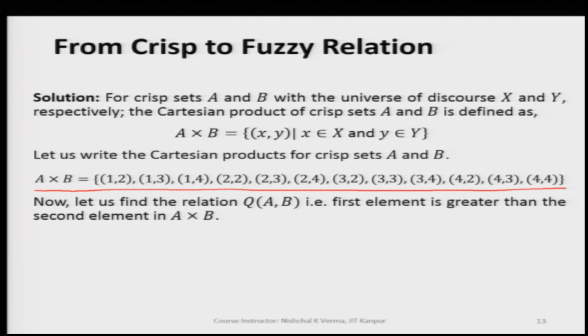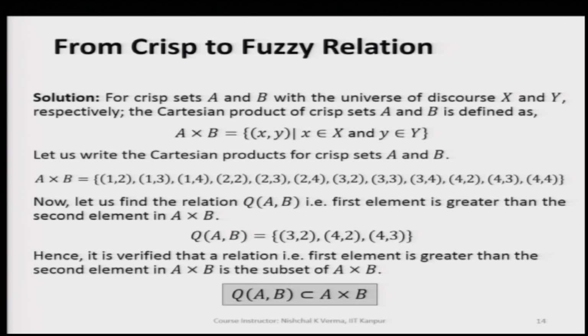So, we see that this is the overall space, the overall population that is possible here, as the Cartesian product of A and B. Now, let us see what a relation is if we put some condition. Let us say we are interested in a particular relation, a set, say Q A B. This is a relation set and it defines some relation based on some condition.